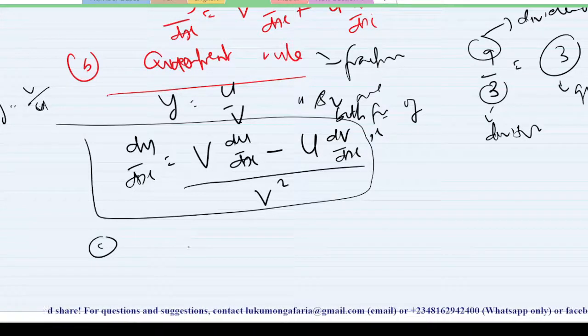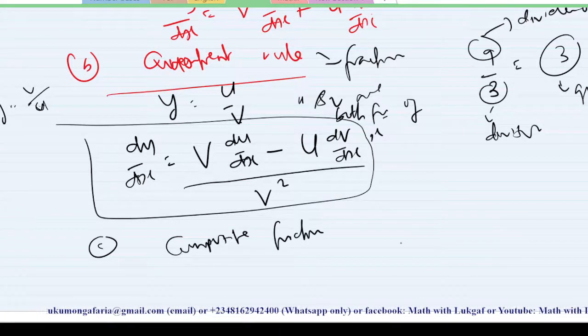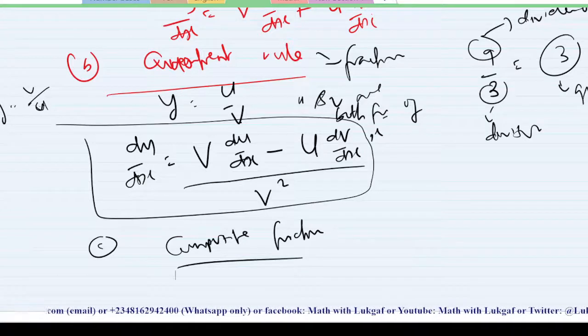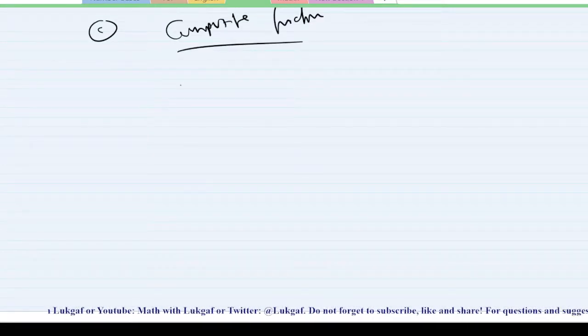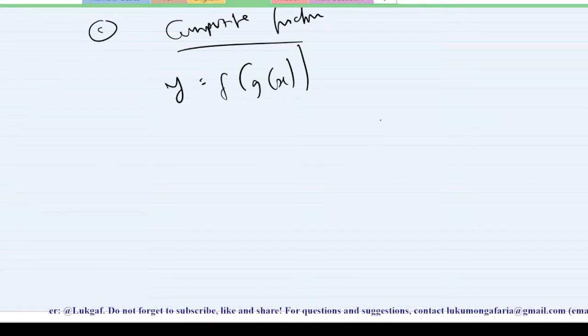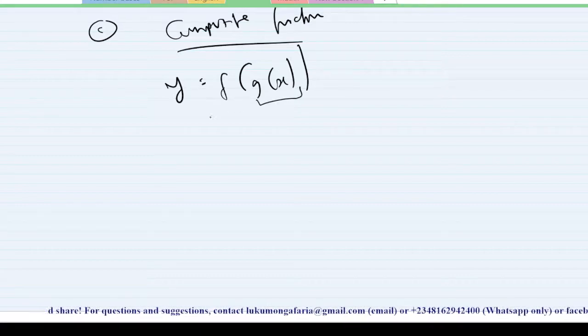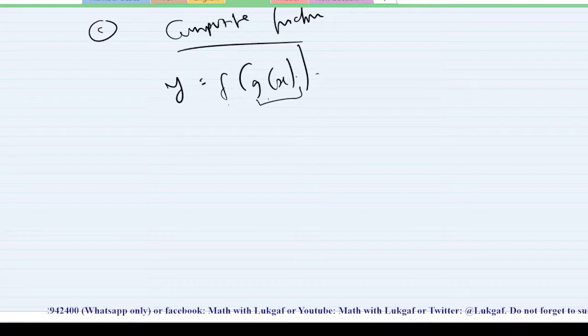In the next video, the next approach is known as the composite function. What do you understand by a composite function? That is when you have a function of a function. For example, if I have y equal to f of g of x, you will notice that g is a function of x and f is a function of g, which is also a function of x. Then you can say that y is a function of x. We call this a composite function.